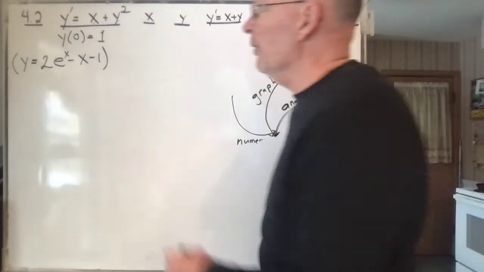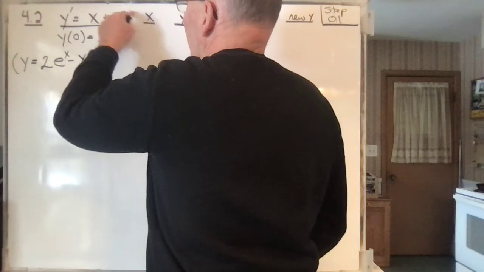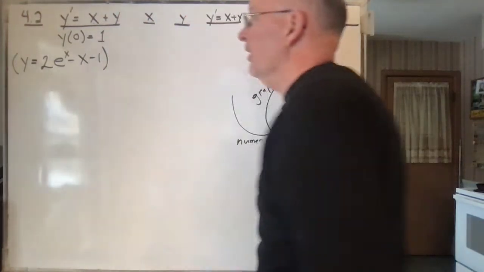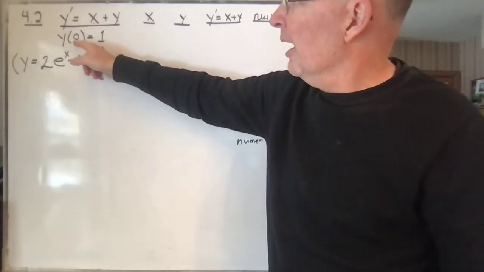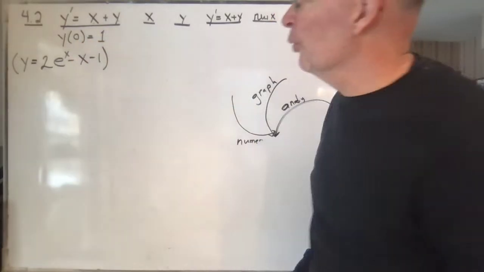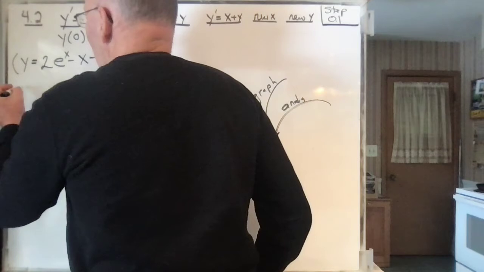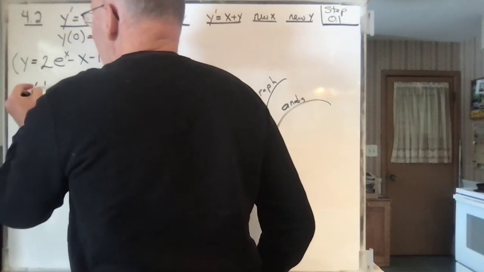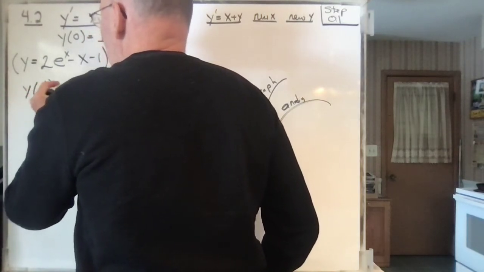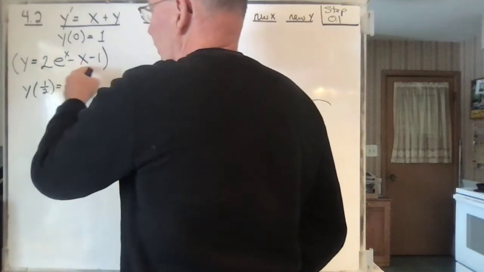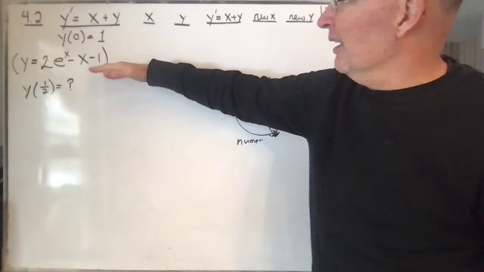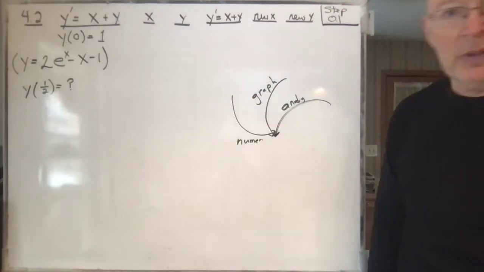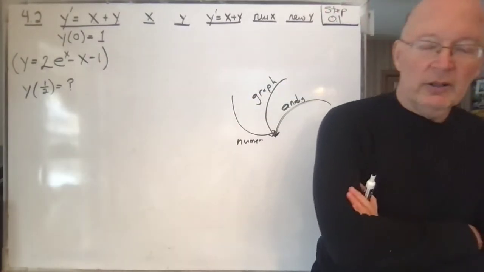So say, for example, let's go back to the one we were working on. Say we have this particular differential equation, and we know that at 0 the value of the function is 1, and we want to know what the solution will be at 1/2. What will it be at 1/2? And of course we can find the answer here, but if we didn't have that, how would we go about trying to get it? Okay, so that's what we're going to get.